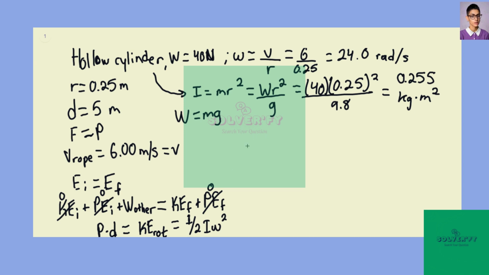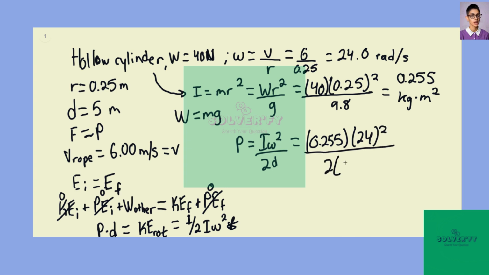At this point, we can find the force. So this force is simply going to be, from this equation, P equals I omega squared over 2D. And this is simply derived from this equation here. And at this point, we can substitute. So 0.255 times 24 squared over 2 times 5. And the force here is going to be 14.7 newtons. So this would be P.